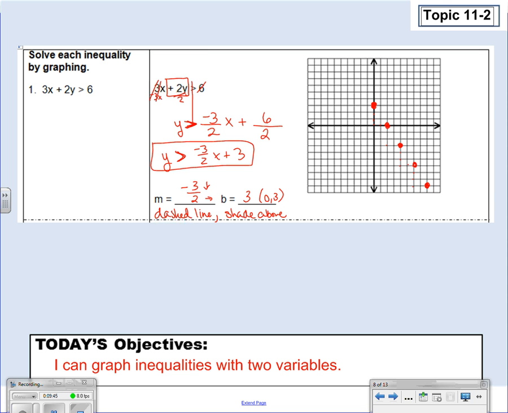Starting back at our beginning point, we can go up 3, to the left 2, and up 3, to the left 2. Since our slope is negative, I should have a decreasing line. Decreasing. And it's dashed, so let's put some dashes. And yes, it is decreasing, going downward. The shade above, let's start at the y-intercept. I want everything above it. We have completed our graphing of the inequality.